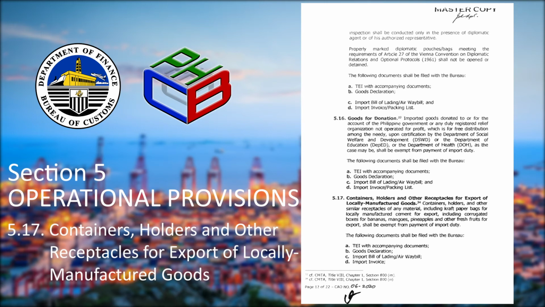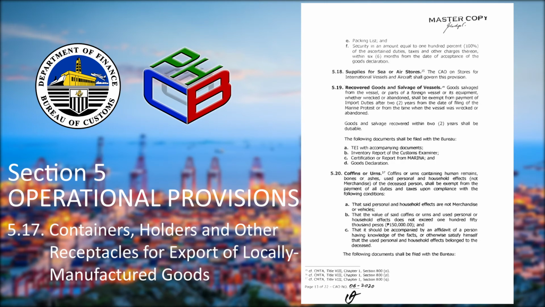The following documents shall be filed with the Bureau. A. TEI with accompanying documents. B. Goods declaration. C. Import bill of lading, airway bill. D. Import invoice. E. Packing list, and F. Security in an amount equal to 100% of the ascertained duties, taxes, and other charges thereon, within 6 months from the date of acceptance of the goods declaration.